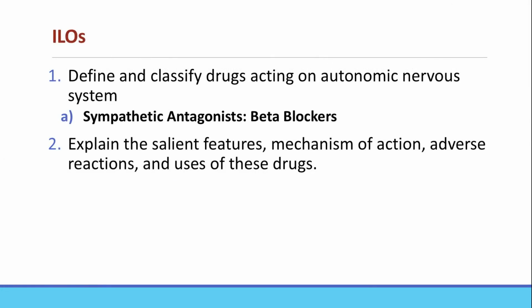Please take a look. The objectives emphasize classification and mechanism, which are particularly important here because beta blockers are not a uniform group. Their differences in receptor selectivity, pharmacokinetics, and additional properties directly influence their clinical use. The goal is to move beyond memorizing drug names and instead develop a framework that allows prediction of therapeutic effects and adverse outcomes.